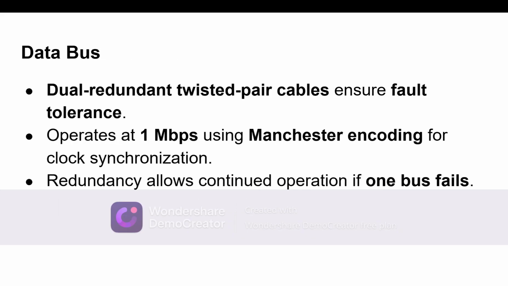Data bus. Dual redundant twisted pair cables ensure fault tolerance. Operates at 1 megabit per second using Manchester encoding for clock synchronization. Redundancy allows continued operation if one bus fails.